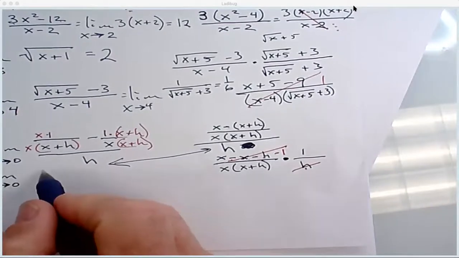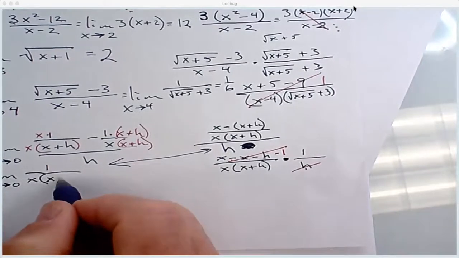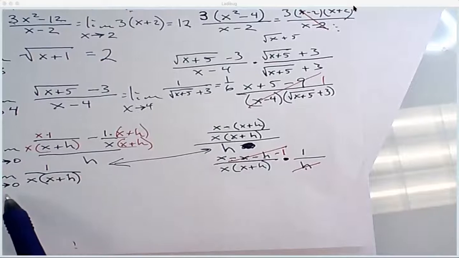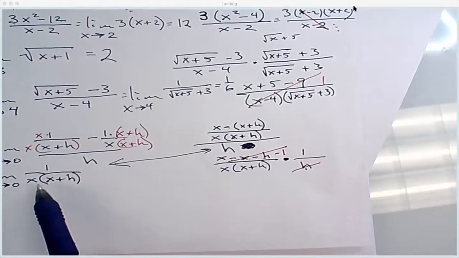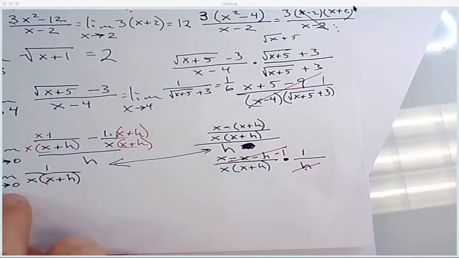And I'm going to take the limit of 1 over x times x plus h. And I'm going to substitute 0, not in for x, but in for h, because h is what is approaching 0, correct? Not x. I don't know what x is. Maybe x is 3, Bryce. Maybe it's 19. Maybe it's a negative 27. I don't know. But I know that h is headed towards 0.